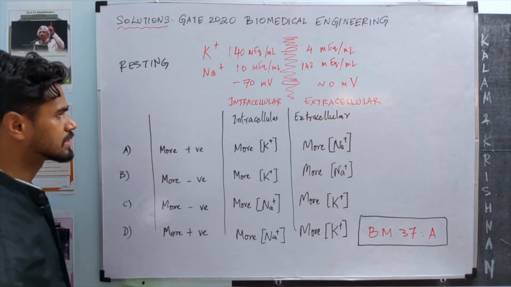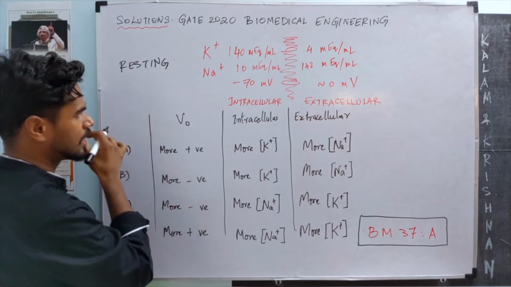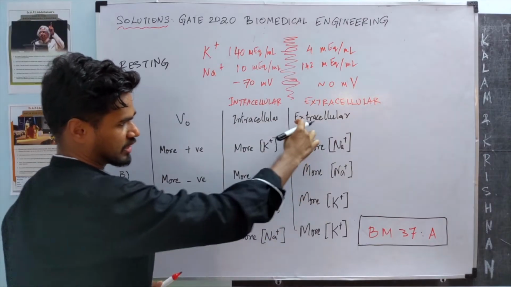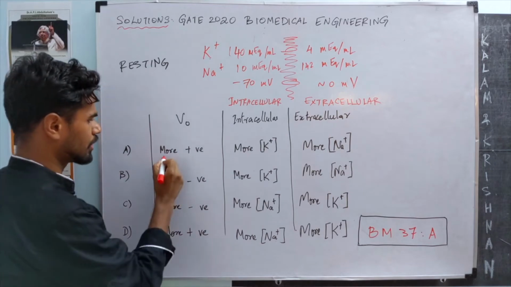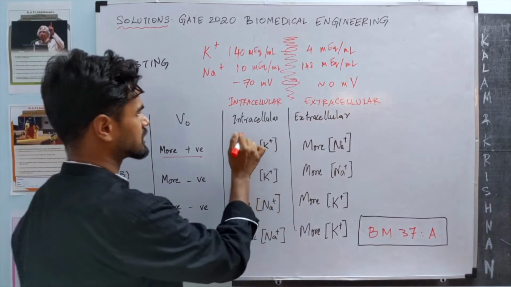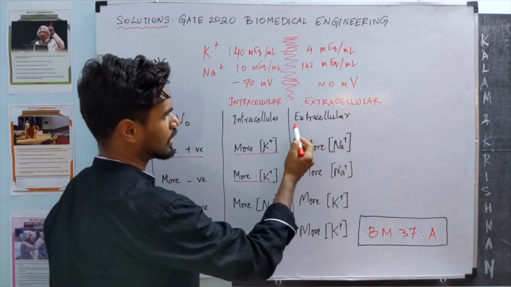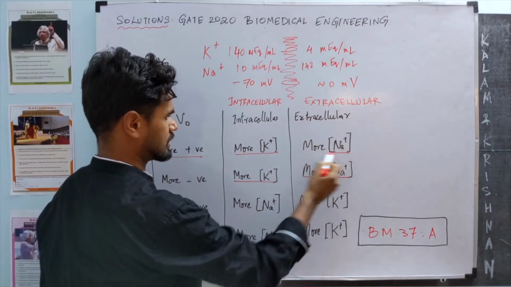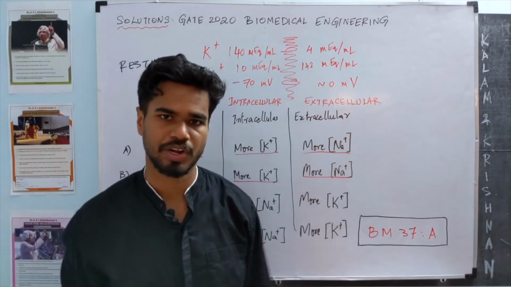Now having said this, we need to compare the potential outside and the intracellular sodium and potassium and the extracellular sodium and potassium. First thing, the potential outside is going to be more positive. Inside it's negative, close to minus 70. So either this or this. And as far as the intracellular goes, the potassium is higher. So these two options are okay. And extracellular, the sodium is always higher. So this and perhaps this. So the only option that satisfies all three is option A. So the correct answer is option A.